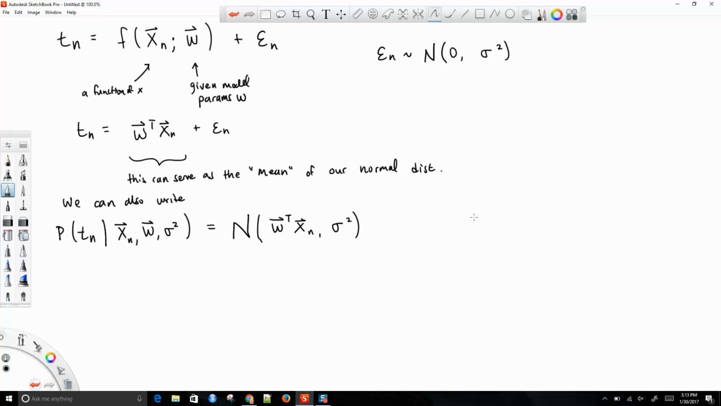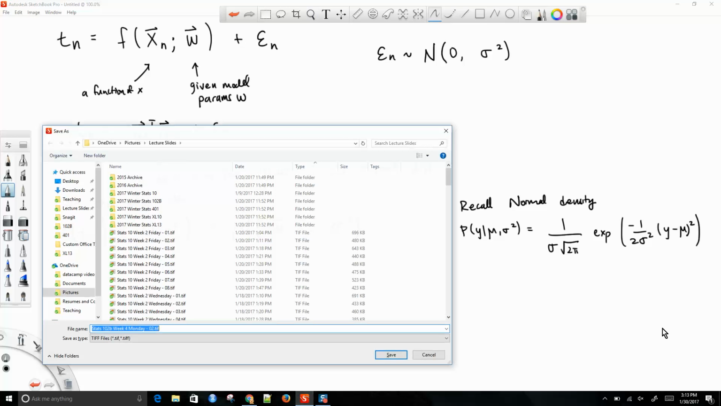Okay, and then just recall the normal density. If some value y comes from a normal with mean mu and variance sigma squared, this is 1 over sigma root 2 pi, e to the negative 1 over 2 sigma squared times (y minus mu) squared, right? So that's the normal density right there.